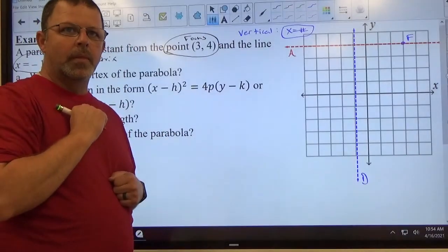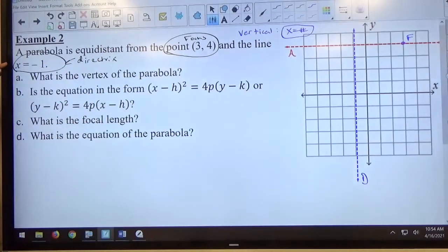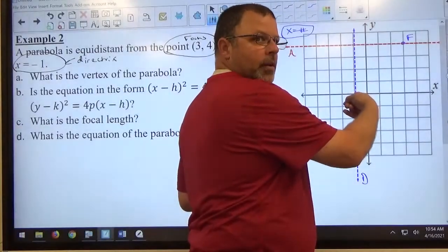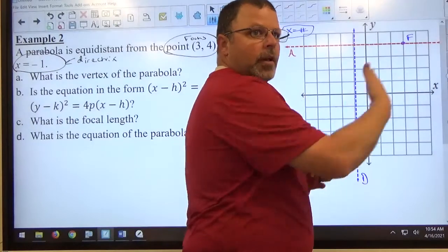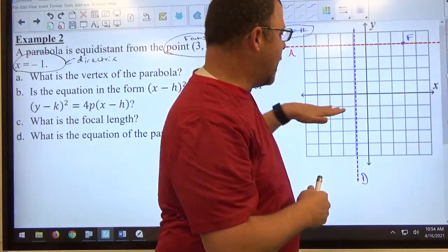How did you know that the directrix has to go on that negative 1? It says x equals negative 1 here. So when you have x equals number, here's my x-axis, I go to negative 1, and then y is free to be what it wants to be. So if it said y equals negative 1, would it go below? Yeah, if it says y equals negative 1, I go down to negative 1, and now x is free to be what it wants to be.